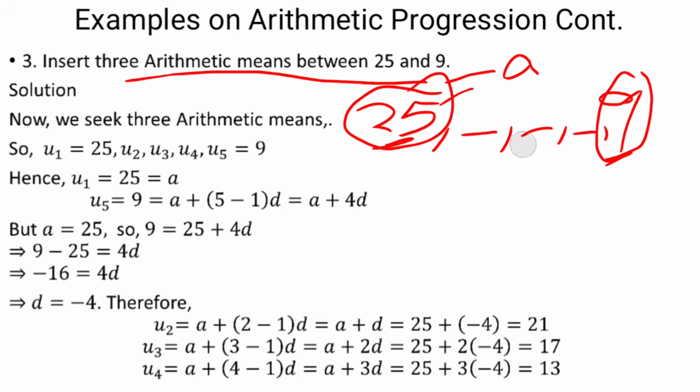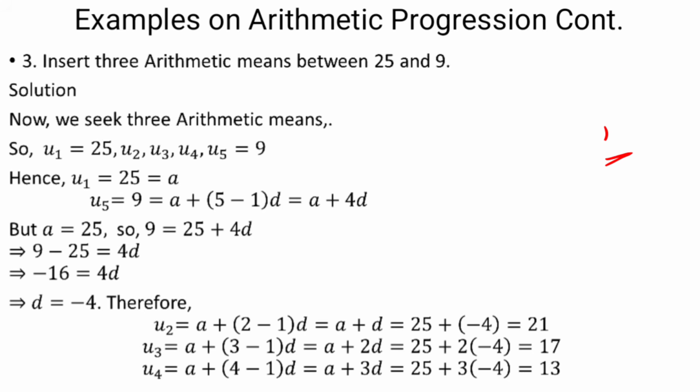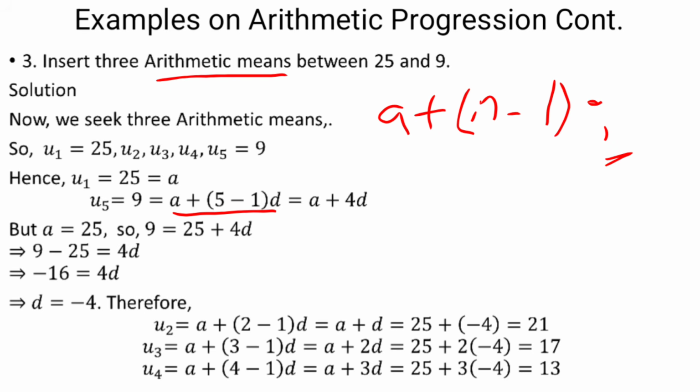We know the formula for arithmetic mean, don't we? Because we're dealing with an arithmetic progression. So arithmetic mean has to do with the arithmetic progression, right? So the formula for an arithmetic progression is what we have here. That is, we have A plus n minus 1 d, right? So we know the first term, it is 25, and we know the last term, which is 9. By the time you insert 3 of them, you would have how many terms? Let's take that from the beginning.